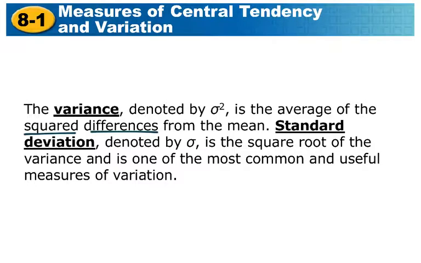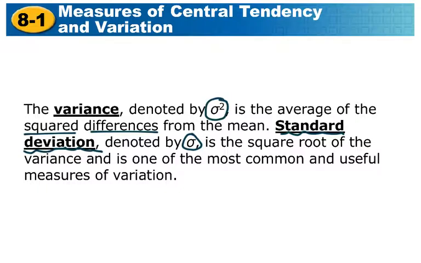The standard deviation is denoted by just that symbol itself, so notice the difference is that one of them is the squared version of the other. It's denoted by the fact that it's the square root of the variance and is one of the most common and useful measurements of variation. Because basically, from the standard, how much does this value or this set of values deviate? That's what we're looking for.